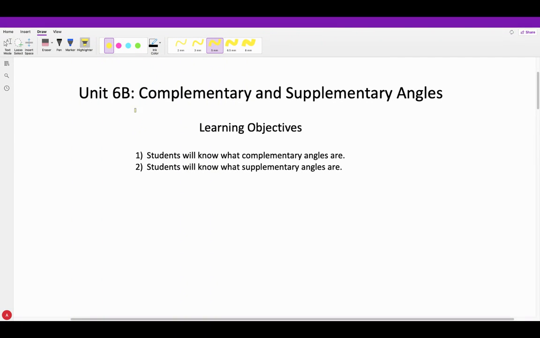All right, so now moving on to the next section of Unit 6. So that's 6B, and it's going to be complementary and supplementary angles. So that's what this entire video is going to be about, are these two different kinds of angles. So your learning objectives for this video is to know what they are, first off, how we can define them, and then also how we'll be able to apply them in answering some questions.